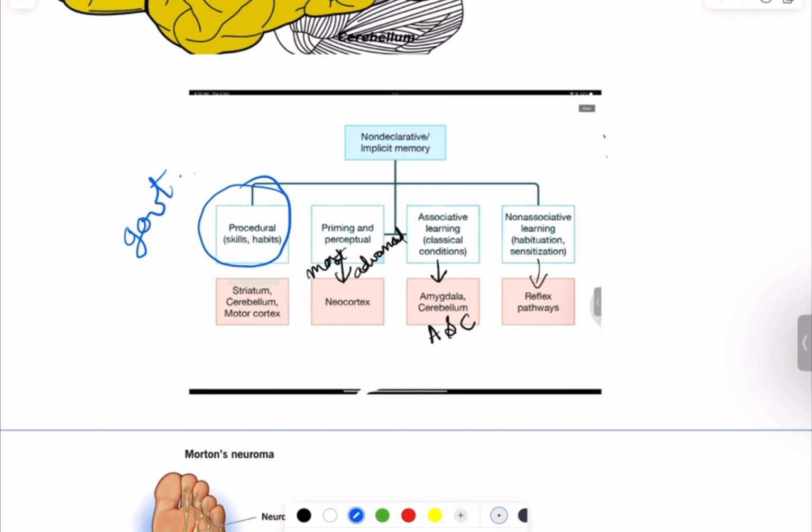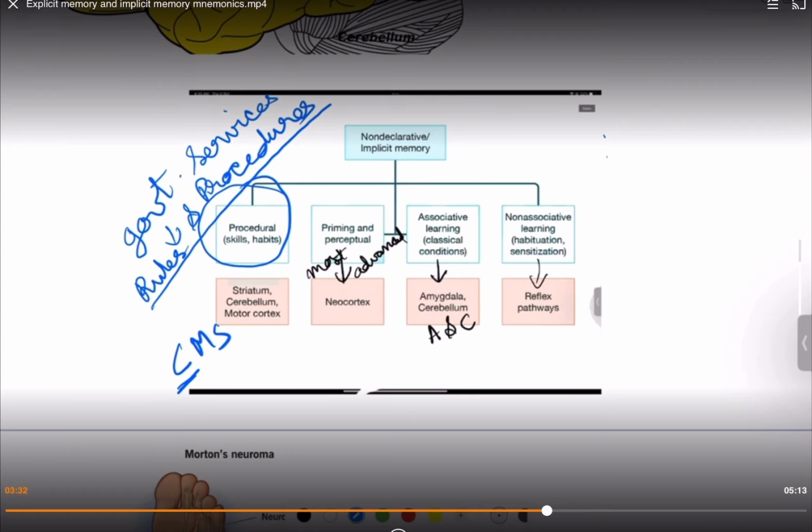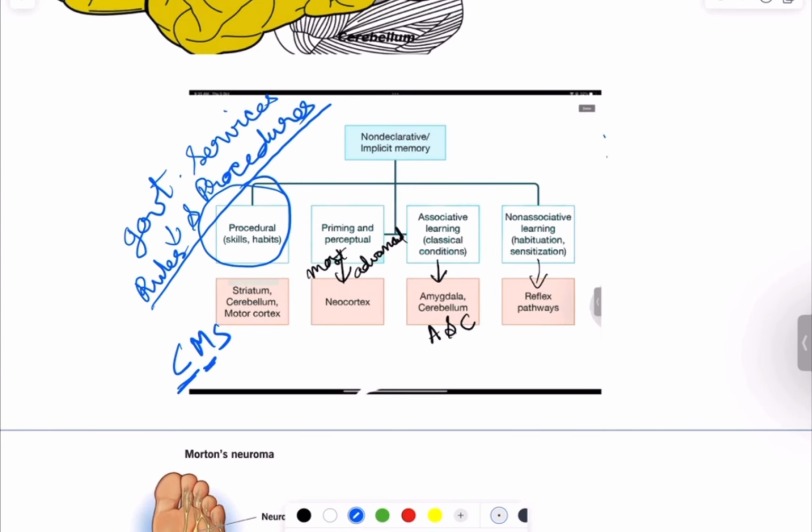In procedural, we are learning the skills and habits. In government services, we follow rules and procedures. Likewise, in our life, we are following certain procedures. We are doing it a certain way, like brushing your teeth or dressing. Everybody has their own unique way. The government service in India that medical graduates prepare for is CMS services. So from CMS you can derive cerebellum, motor cortex and striatum.